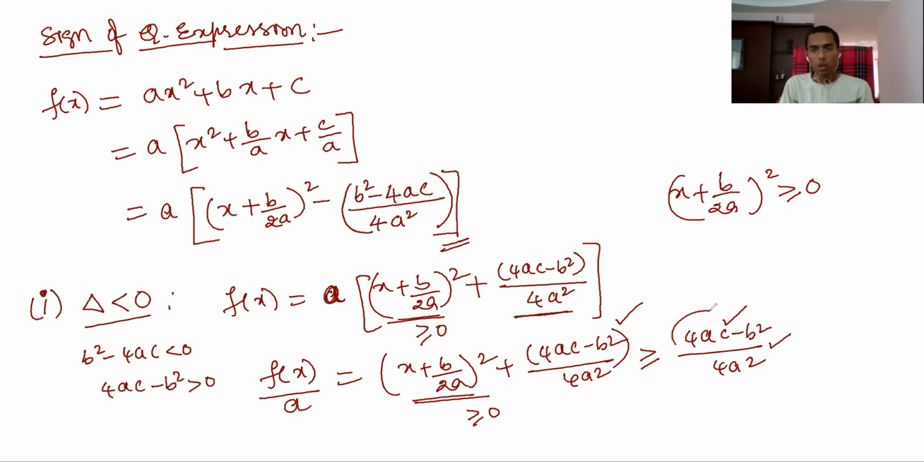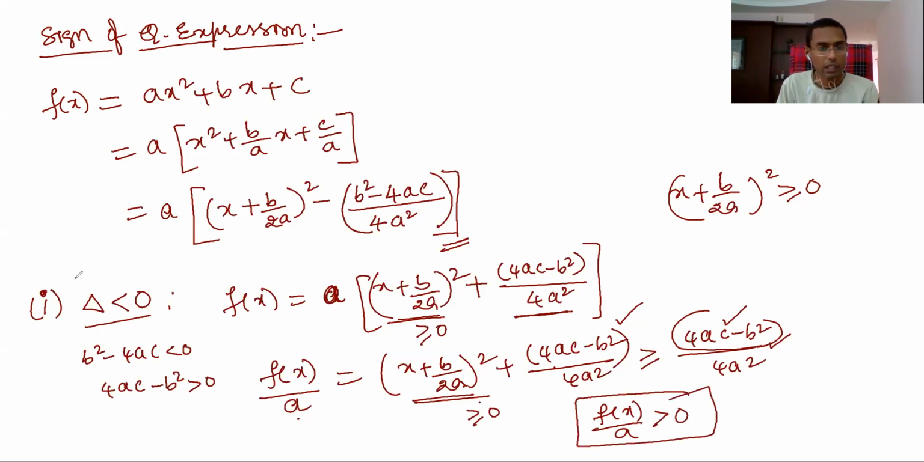Okay, that means positive by positive. That means what we can write is simply, if delta is less than 0, f of x by a is positive. Simply, positive plus positive is positive. So simply what I can write is f of x by a is greater than 0, if delta is less than 0. That means f of x and a will have the same sign.